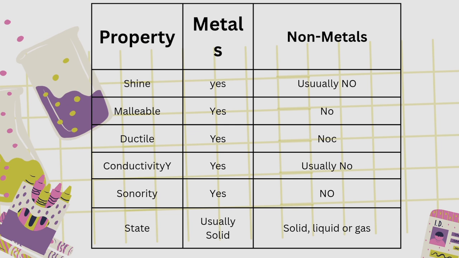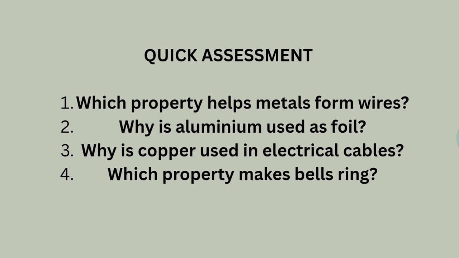In this table we are discussing the properties of metals and non-metals. Most metals are shiny in appearance, and non-metals are not usually shiny. Metals are malleable, non-metals are not. Metals are ductile, non-metals are not. Metals show conductivity, but non-metals usually don't. Metals are sonorous, non-metals are non-sonorous. Most metals are solid, with the exception of mercury. Non-metals can be solids, liquids, or gases.